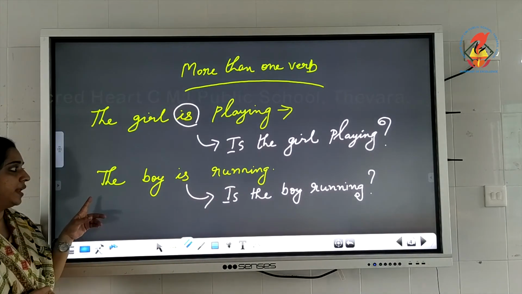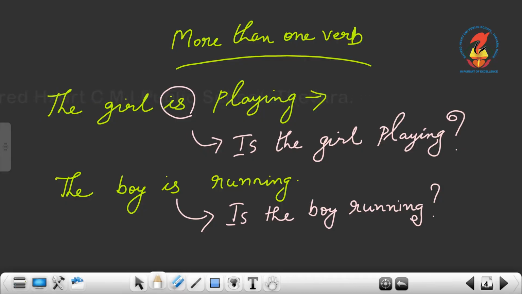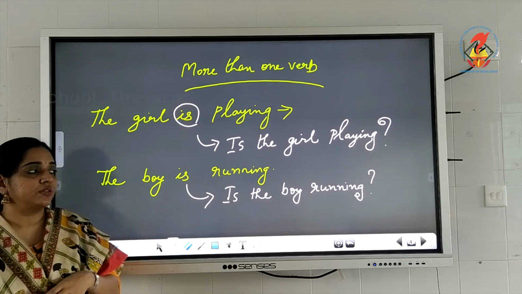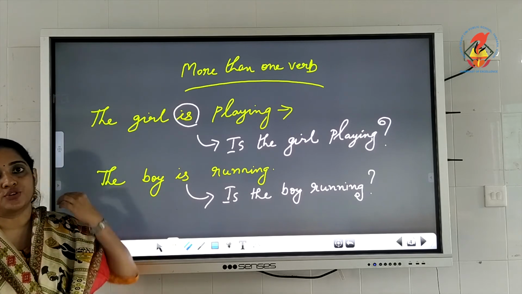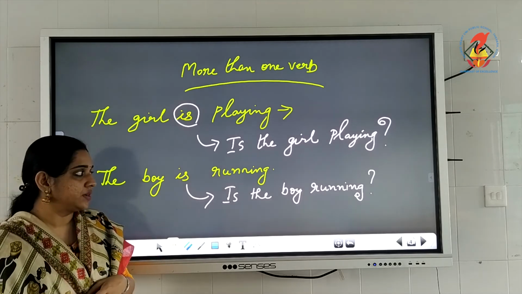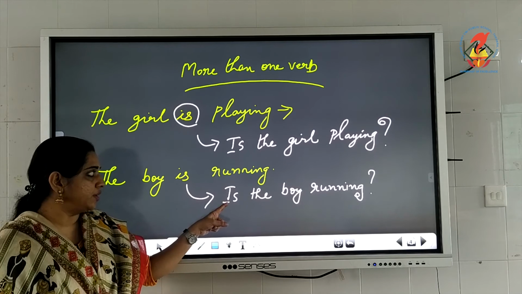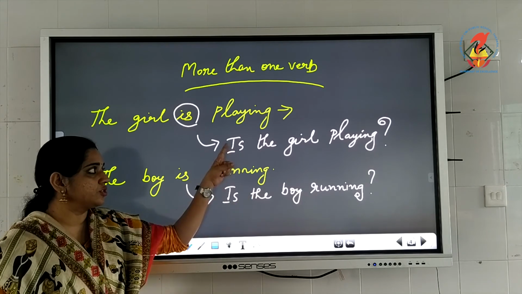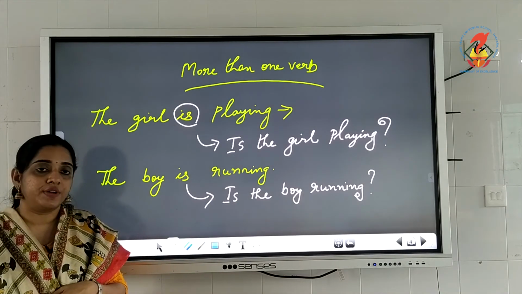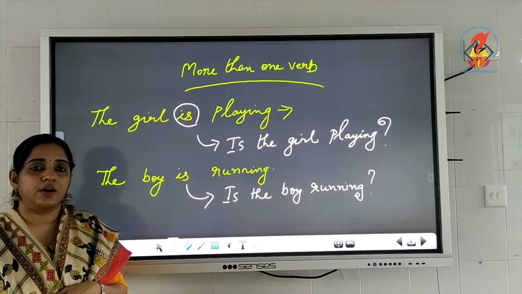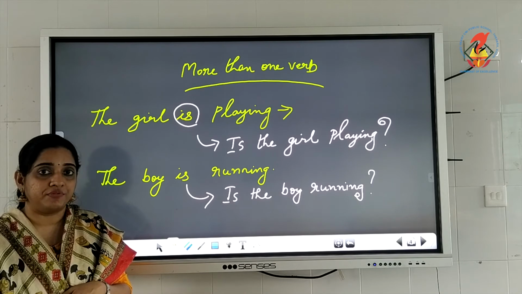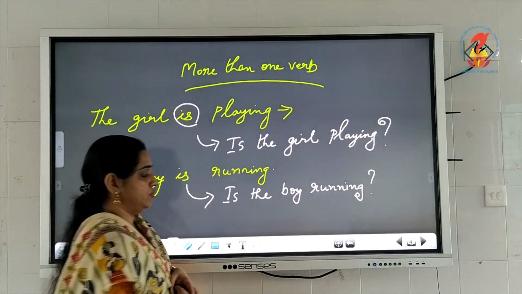Now coming back to the next one, the boy is running. How will you write? Is the boy running? Okay, so this is the pattern of creating interrogative sentences. So the same verb you can use and add the subject in order to make interrogatives. And always remember, for questions starting with do, does, did and all, you have to use the original form of the verb. Okay, now the next one.